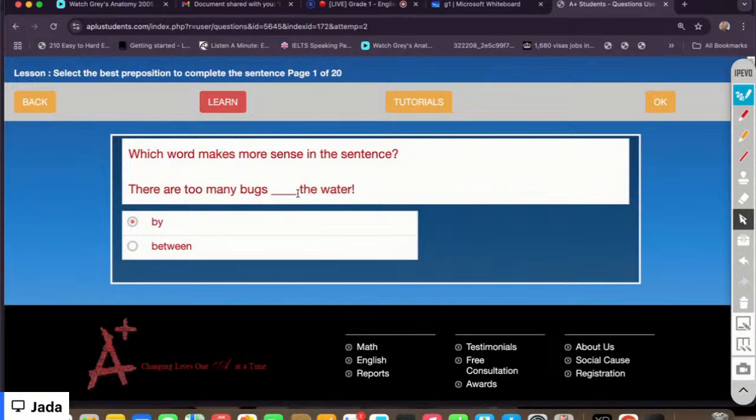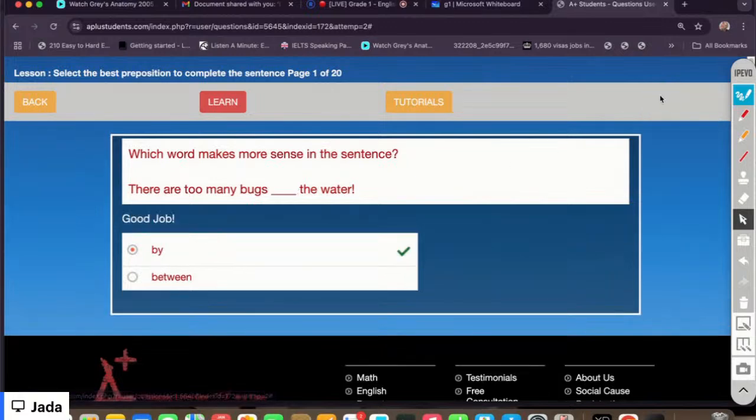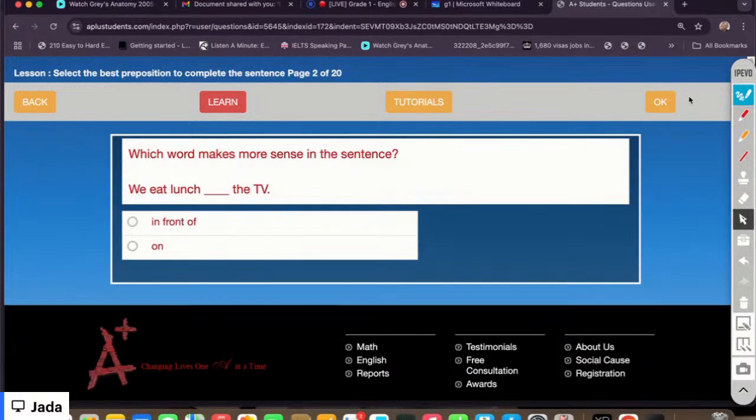So there are too many bugs by the water or between the water. So by the water. It cannot be between. So by the water. Okay? So like beside. We ate lunch dash the TV. So we ate lunch in front of the TV or on the TV.